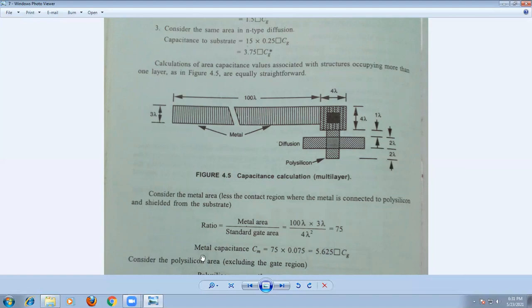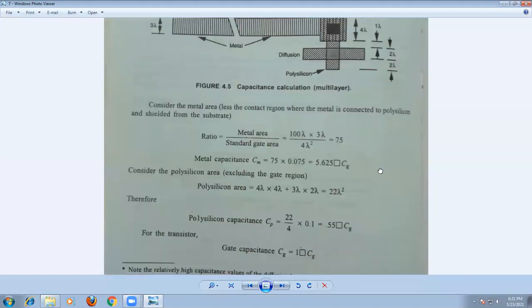Now the metal to substrate capacitance you have to consider. Metal capacitance CM is nothing but the relative area 75 times the metal to substrate capacitance. Assume the technology is not specified here. If the technology is not specified, go for the 5 micrometer technology. In the examination also, if the technology is not specified, go for the 5 micrometer technology. So 75 into 0.075 equals 5.625 square CG, because we are using relative values. Next, consider the polysilicon area.